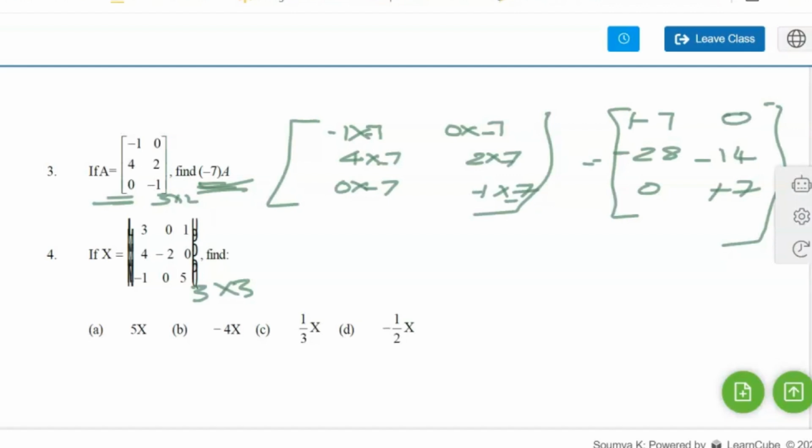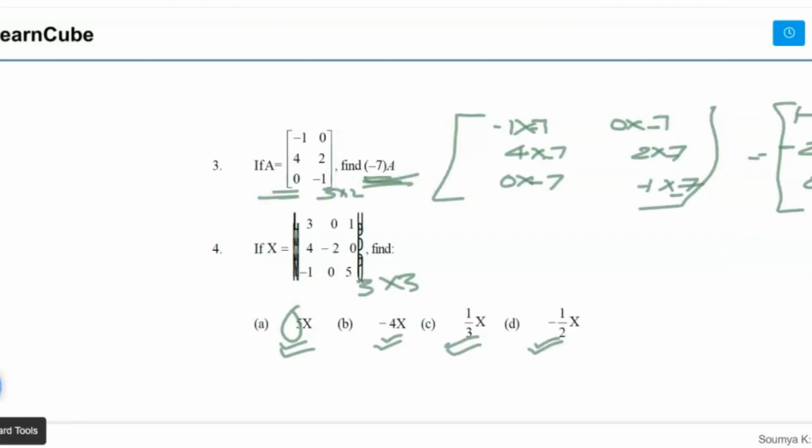To do the scalar multiplication, individually multiply that particular given value to each element. So here it is 5. In the next question it is minus 4. It is 1 by 3 in the third question and minus 1 by 2 in the last question. Then if you find a solution, simplify the fraction and find the final solution in the answer.